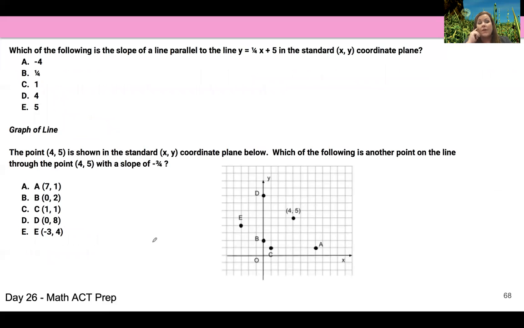Here, which of the following is the slope of a line that's parallel to this one? They just want to know if you know that's the slope and parallel lines have the same slope. So if that one has a slope of 1/4, the other one is going to have a slope of 1/4.